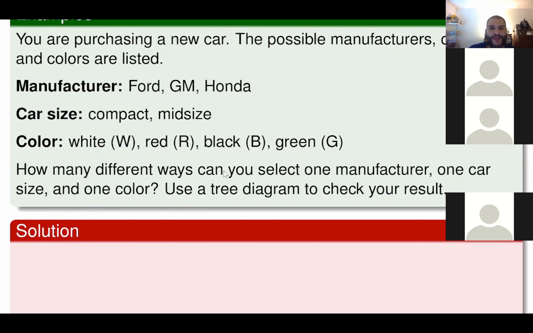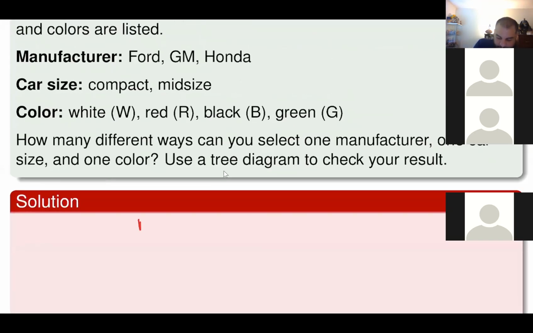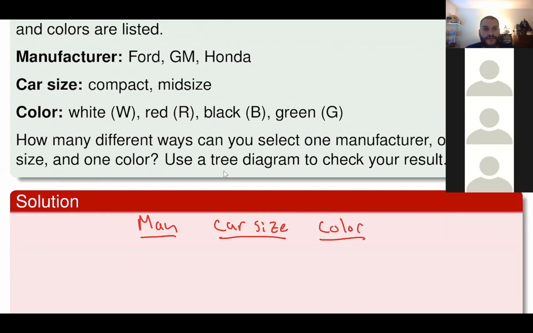All right, so first we're going to do the counting method. For the counting method, what you first want to do is see all of the things that you could choose from. I could choose the manufacturer, I could choose the car size, and I could choose the color of the car. So those are the 3 things that I can actually pick out for this car. All you have to do is list out all of your options. For manufacturer, how many different options do I have to choose from? Well, I have 3 options because we have Ford, GM, and Honda. So we have 3 options for the manufacturer.